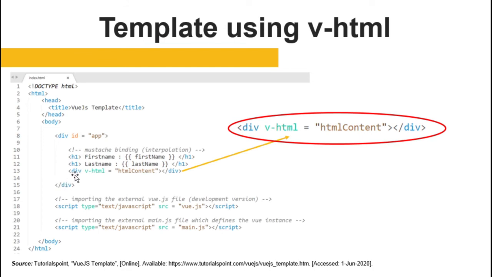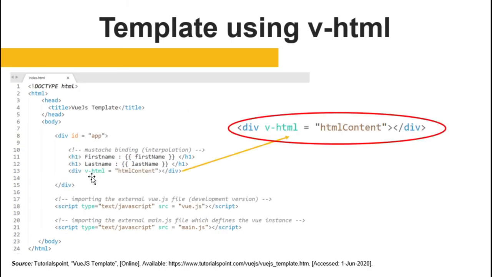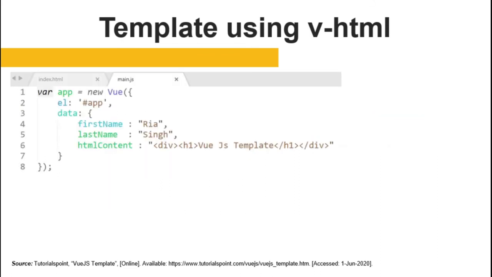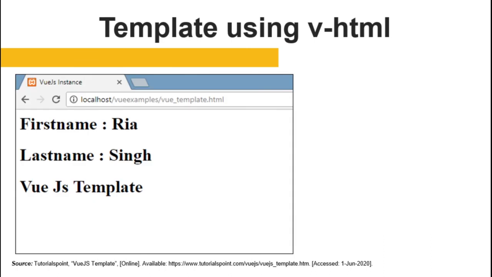Inside our div, instead of interpolation just like this one, take a look at it. Instead of using the mustache binding, for us to be able to render HTML code using binding, we need to use the v-html directive. Then inside that v-html directive, you just need to put the name of the data property, which is HTML content, as defined in our main.js. If you do that, this will be your output. So let us consider the coding demo.